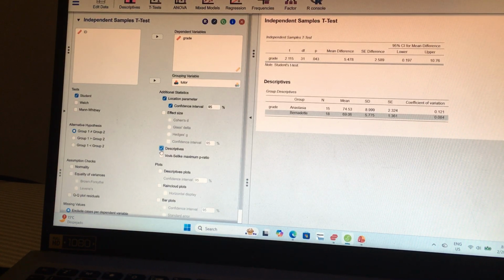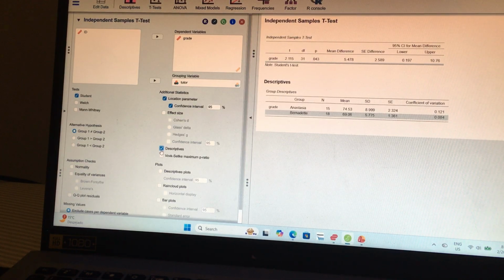The t-value 2.115, degrees of freedom 31, p-value 0.043, the mean difference 5.478, the SE difference 2.589, lower bound of confidence interval 0.197, upper bound 10.759, and let's look at our descriptives.